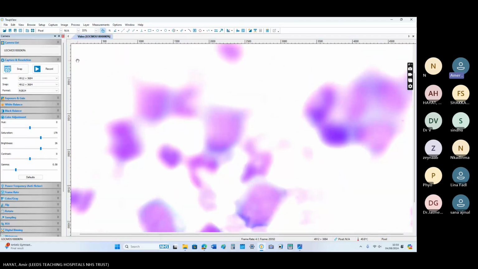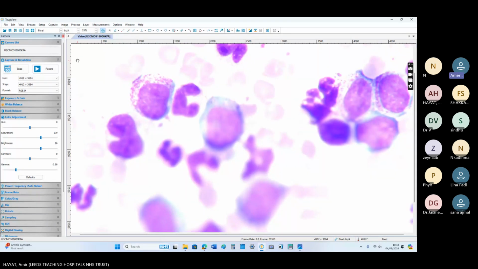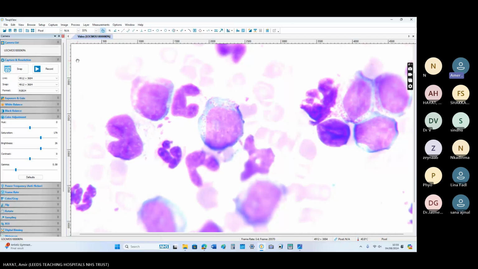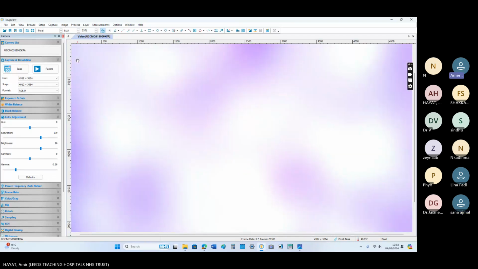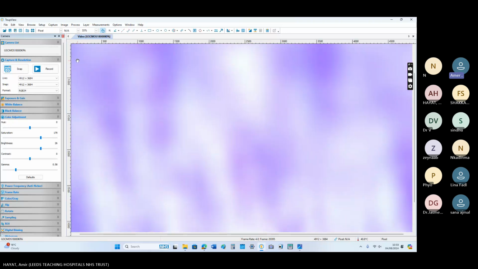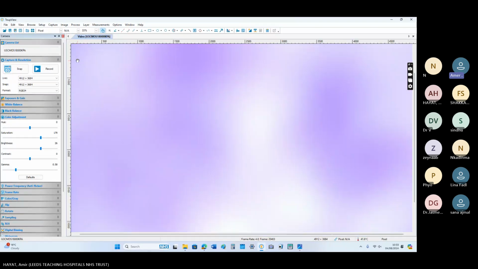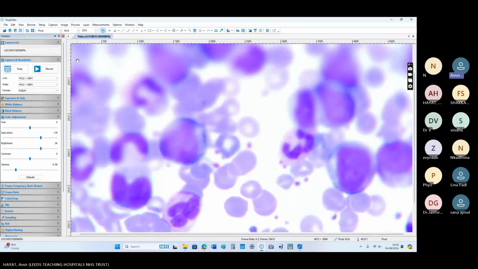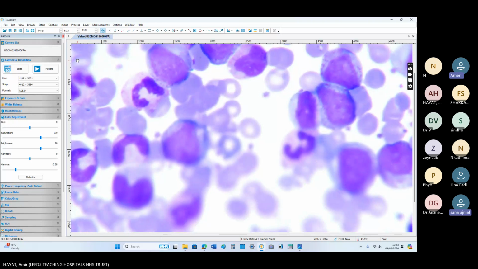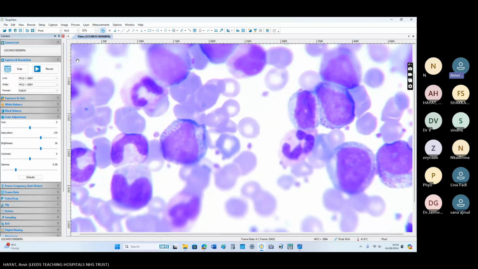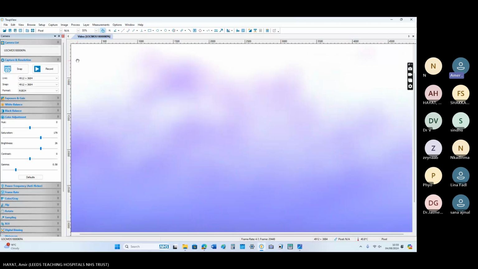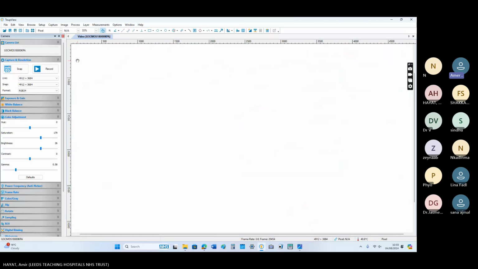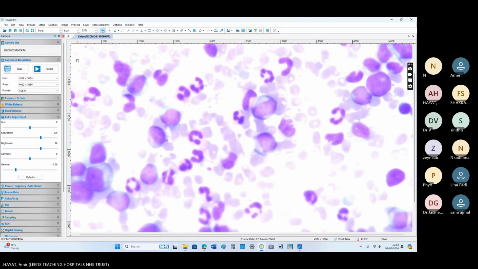So you cannot say that this is CML straight away on the blood film. You need blast percentage, you need BCR-ABL translocation, and then you can comment whether this is CML or CML in the blast phase.